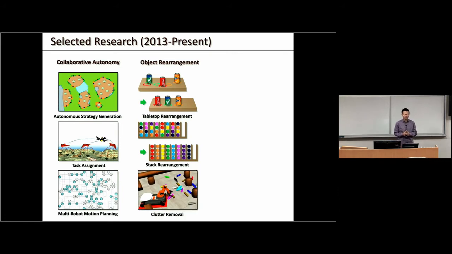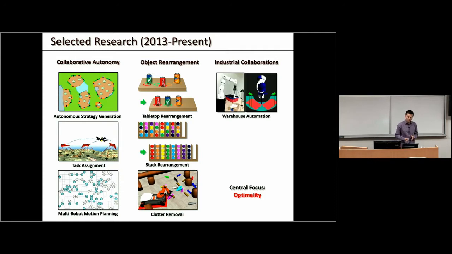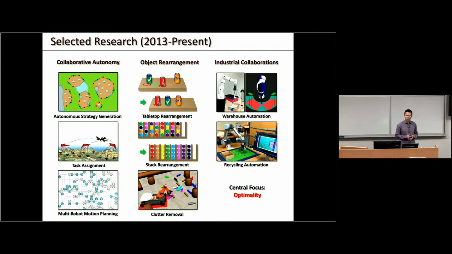We've also looked at the clutter removal setting. This is also an object rearrangement setting where the goal is to take all these objects from a confined environment out. Again, I want to emphasize that for all these, we want to look at practical optimality objectives. We've also worked with the industry on topics like warehouse automation and recycling automation.